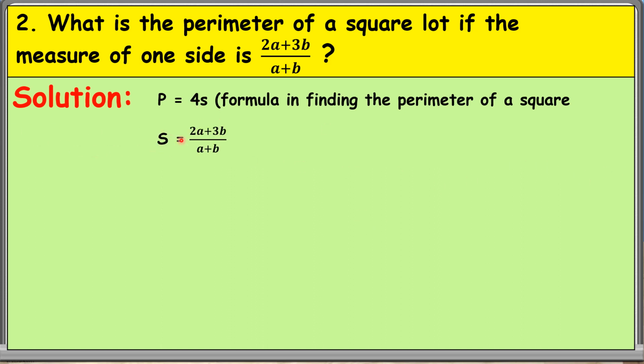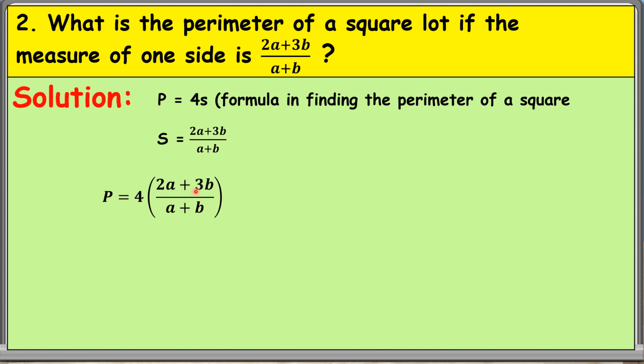And of course, yung isang side daw natin, the perimeter of a square lot, if the measure of one side. So, yung isang side po ng square lot ay 2a plus 3b all over a plus b. So, yung S stands for the one side of the square lot. Of course, square naman siya, so all sides are equal. So, by having this one, yung formula, P is equal to 4 times natin sa isang side na 2a plus 3b all over a plus b. Bakit po? Kasi all sides of the square are equal.